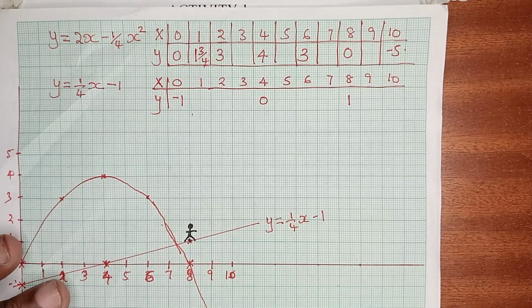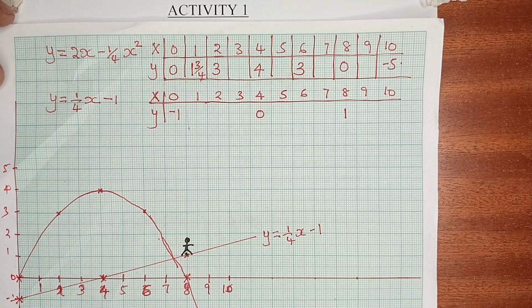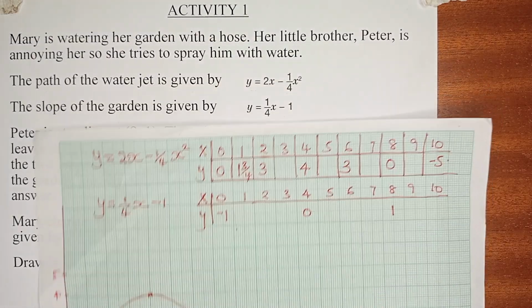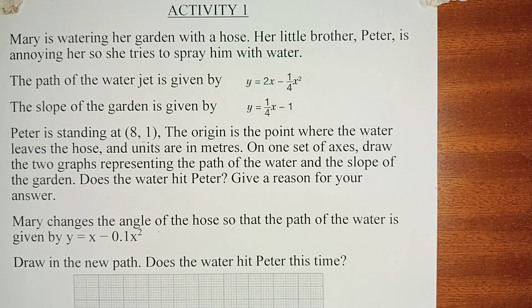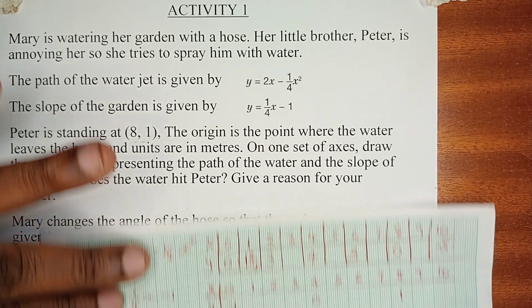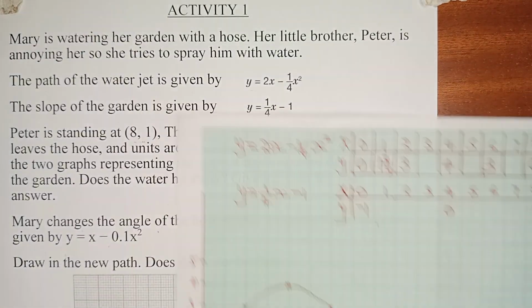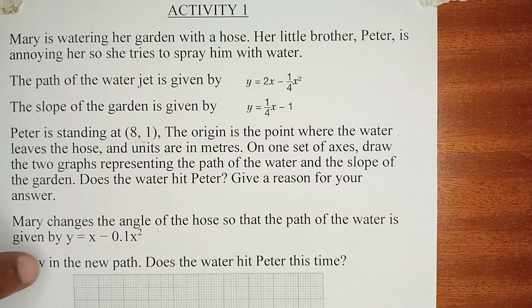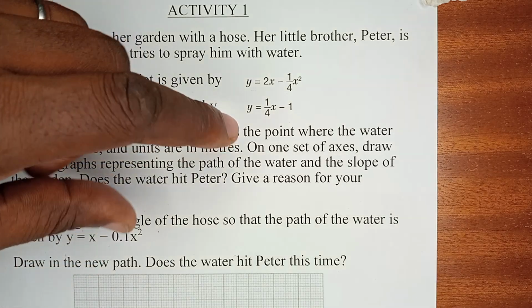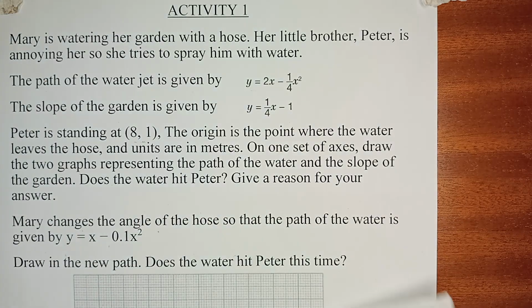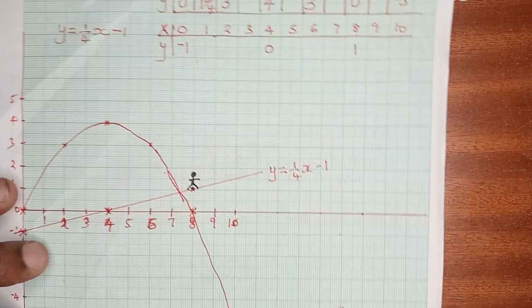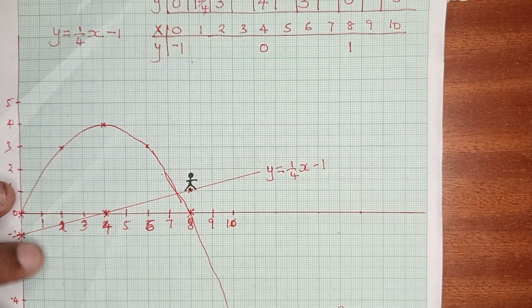There is part B of the question. Let's look at it. Mary changes the angle of the hose so that the path of the water is given by y equals x minus 0.1x squared. And the question is, draw in the new path, and the question is repeated: does the water hit Peter this time? Let us go back to the drawing board and see.